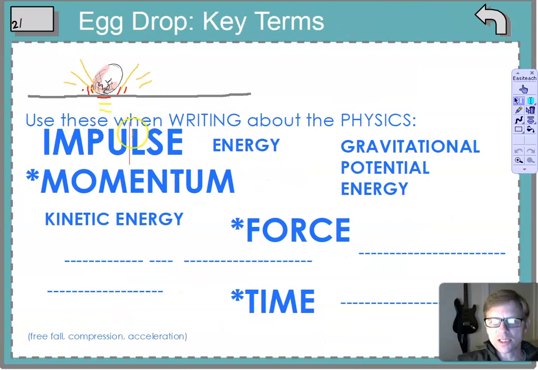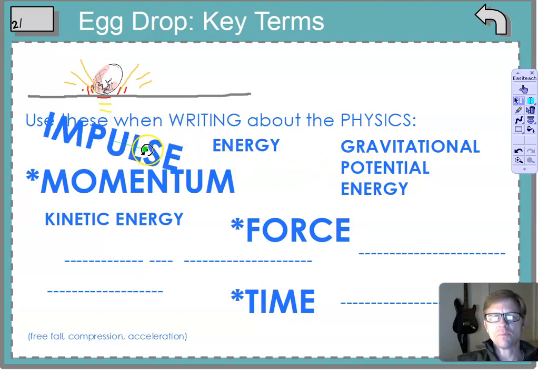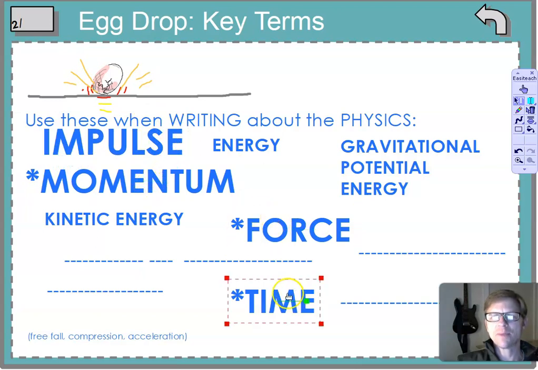Some key words to consider. What are all these words? Just pause the video. Just absorb this for a second. But the trick is you want to focus on these big words: impulse, momentum, force, time. Yeah, sure, kinetic energy is part of this.